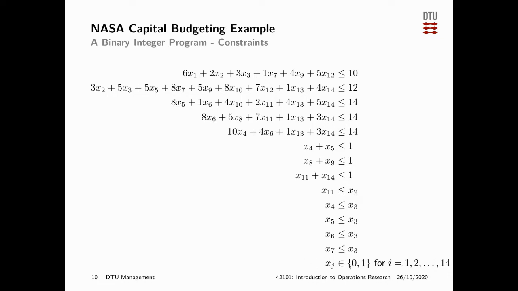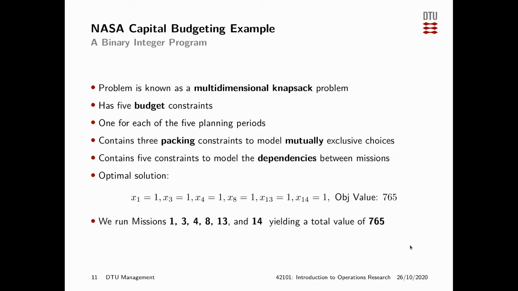Finally, you see the binary requirement for each of the decision variables. This particular problem is known as a multi-dimensional knapsack problem. I'm sure you've encountered the knapsack problem before. That models a situation in which you have a knapsack, well, at least metaphorically. You have a set of items you can choose from. Each of these items has a profit and a weight. If you select the item, you gain its profit, but the weight of the item will also consume some of the capacity of your knapsack.